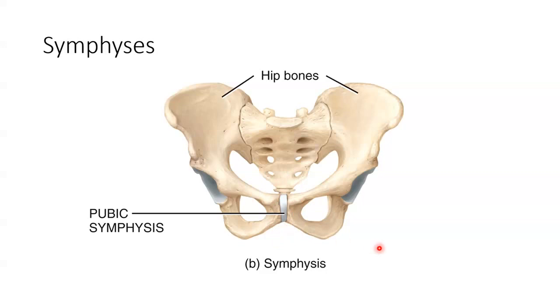The other example is our intervertebral joints, which is where the bodies of the vertebrae are connected by our intervertebral discs, which of course are made up of fibrocartilage. A symphysis is a slightly movable, or amphiarthrosis, joint.